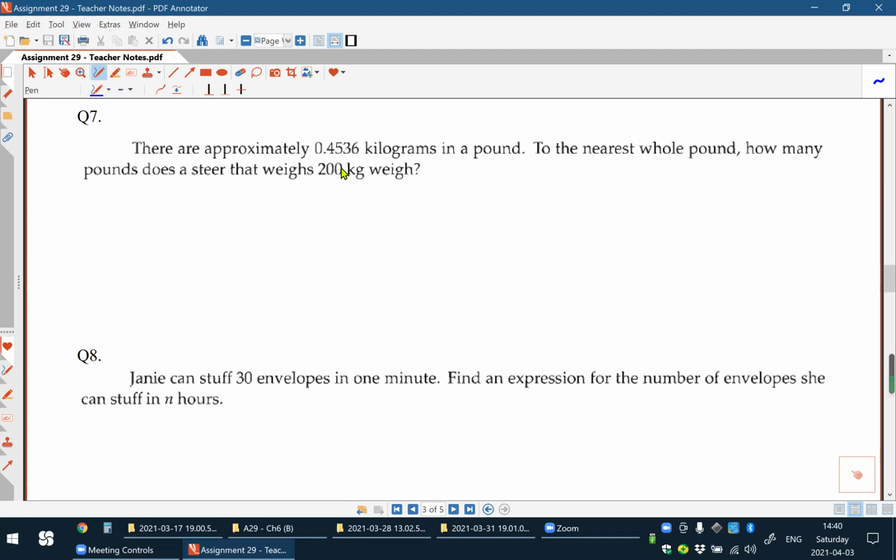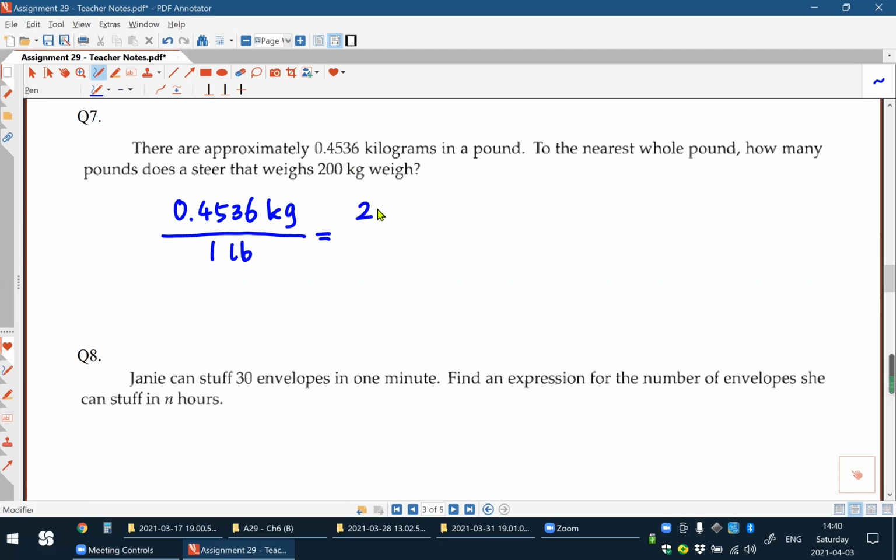There are approximately 0.4536 kilograms in a pound. To the nearest whole pound, how many pounds does a steer that weighs 200 kilograms weigh? That means you need to convert 200 kilograms into pounds, right? So we already know that 0.4536 kilograms is 1 pound.